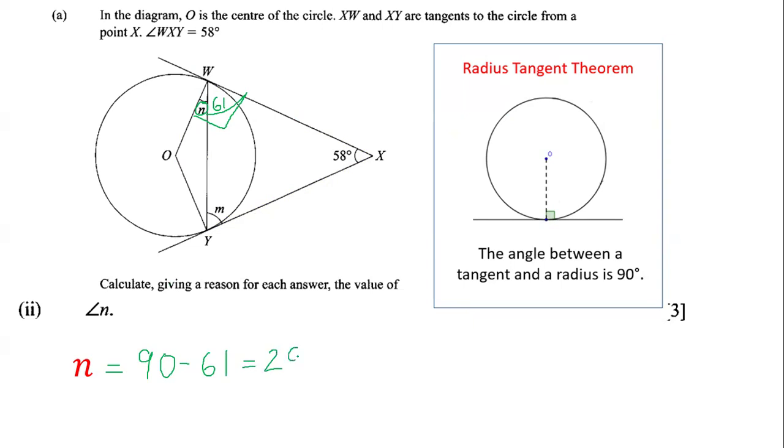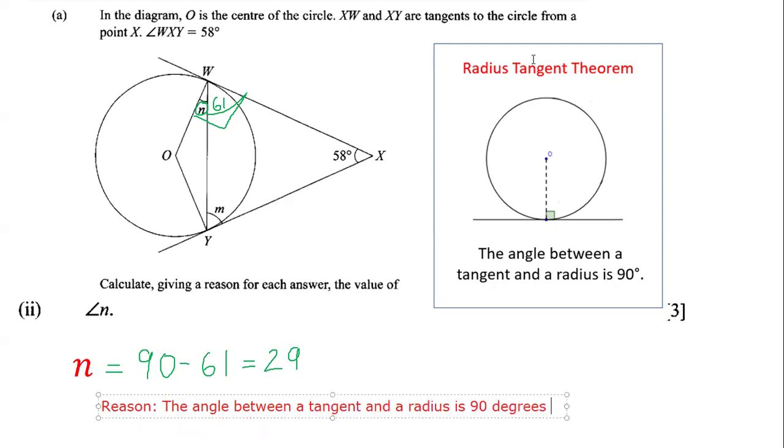29 degrees. And what's the reason why that's the case? How do we know, what's the reason why we chose this? Well, let's put the reason. The reason is because the angle between a tangent and a radius is 90 degrees, and that's the reason, because of the radius tangent theorem. And that's the answer to this particular question.